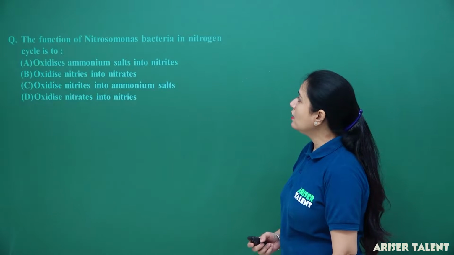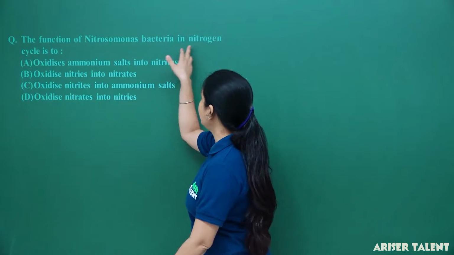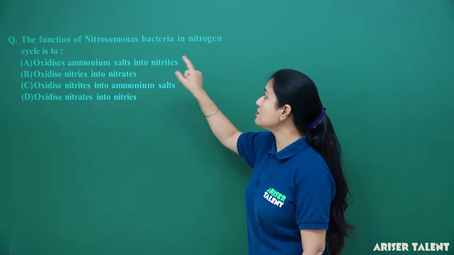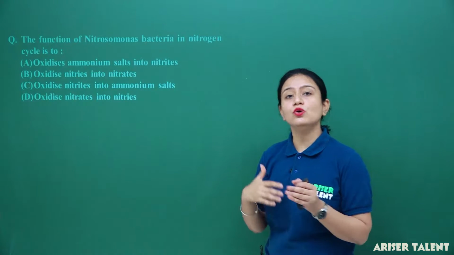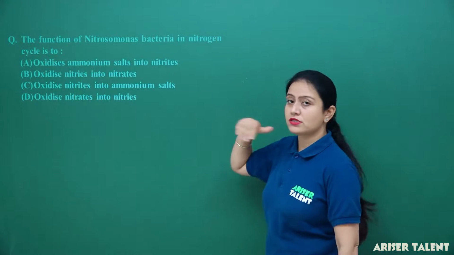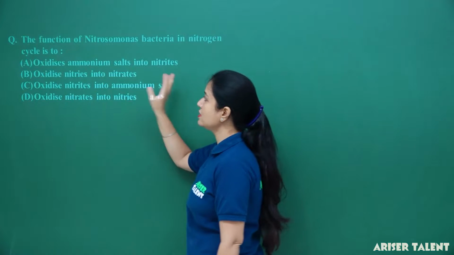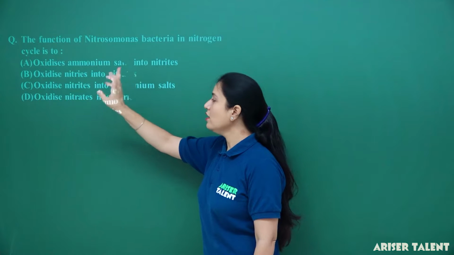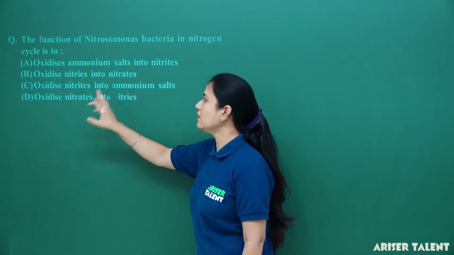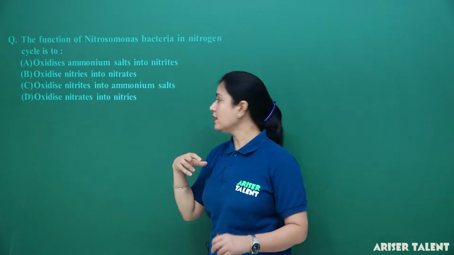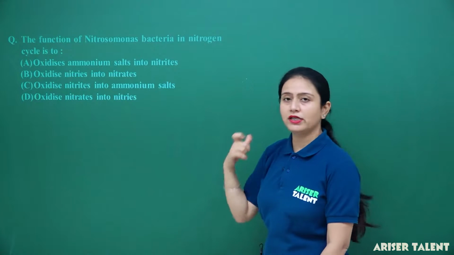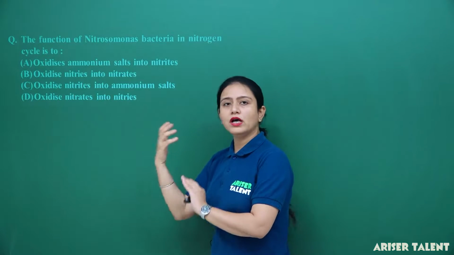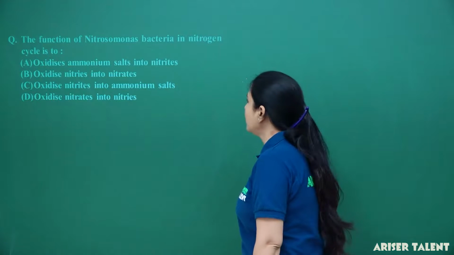Here we go. The function of nitrosomonas bacteria in the nitrogen cycle is... When we studied the nitrogen cycle, I told you that nitrosomonas bacteria convert ammonia into nitrites, and this process is known as nitrification. The options are: oxidizes ammonium salt into nitrites, oxidizes nitrites into nitrates, oxidizes nitrite into ammonium salts, and oxidizes nitrites into nitrates. As we have already studied, nitrosomonas converts the ammonium salt into the nitrite. So option A is the correct answer here.